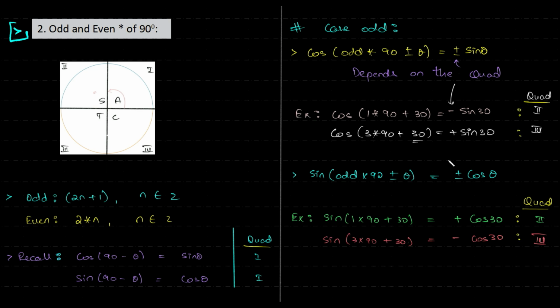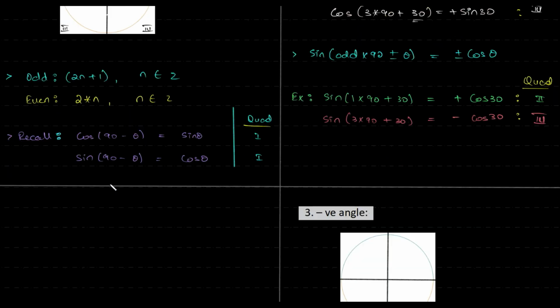So yeah. Next, this was your case for odd multiple. Next is your even multiple. So the case when we have an even multiple of 90. For example, cos of an even multiple of 90 plus or minus theta is equal to plus or minus cos of theta. That is, cos will remain cos, tan will remain tan, sine will remain sine. So let me give an example.